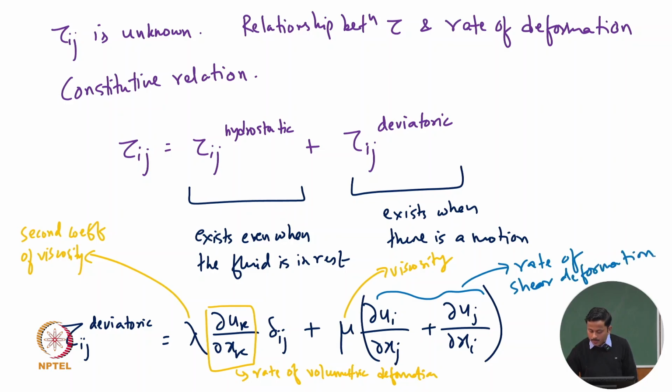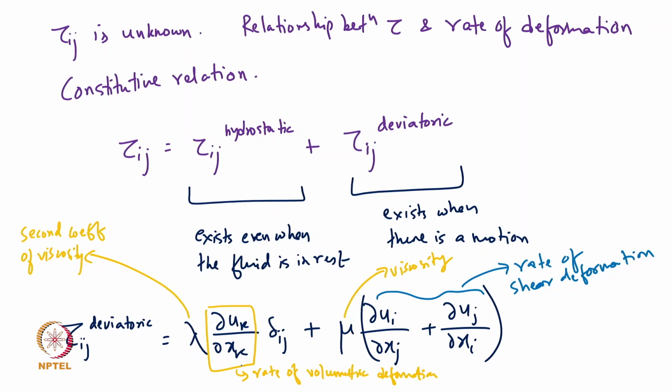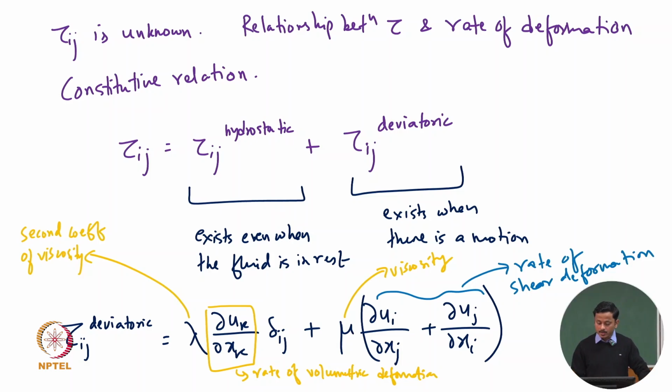Now why the first term is called volumetric deformation is because you have u_k and x_k, the same indices. So this quantifies the fractional change in the volume of a fluid element per unit time due to motion, and this term also represents the divergence of U, whereas this last term gives a measure of the shear deformation. So this is the form of the deviatoric part of the stress tensor.